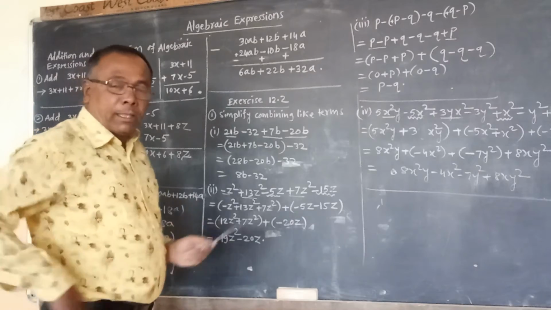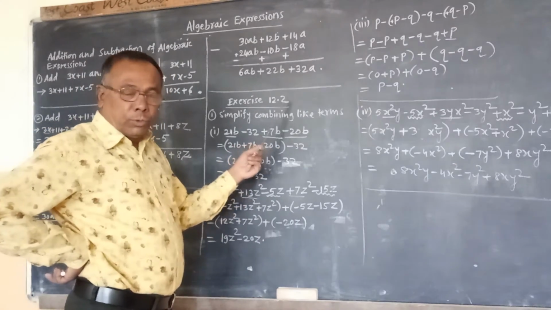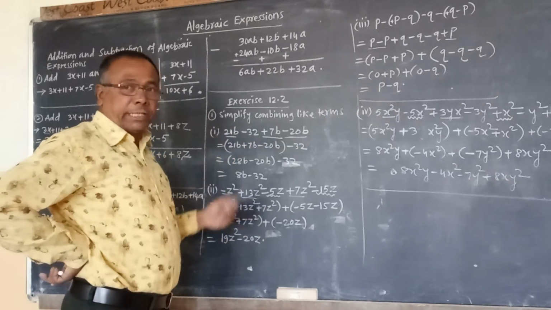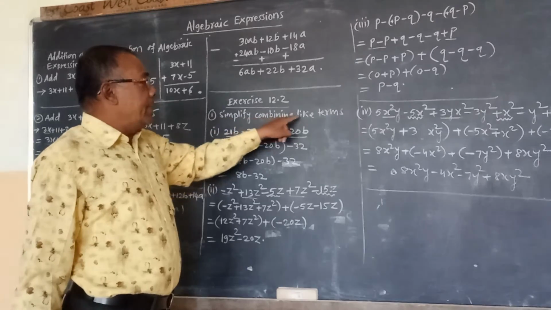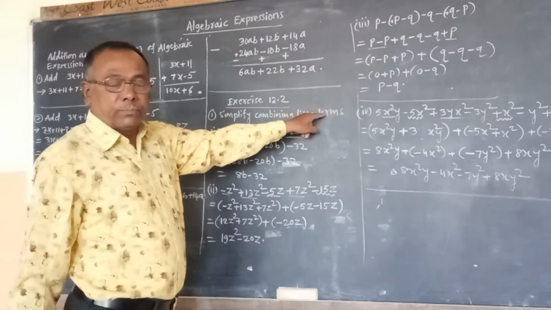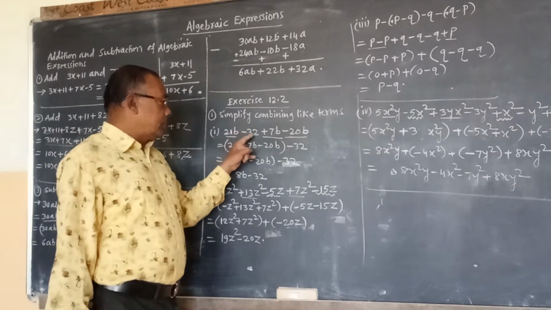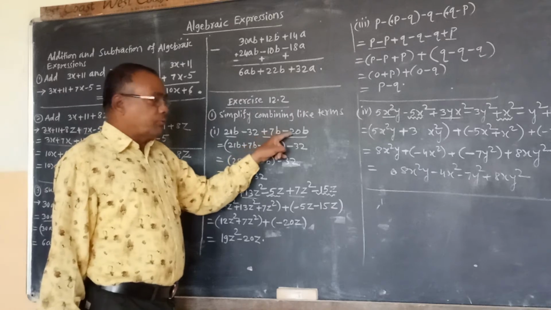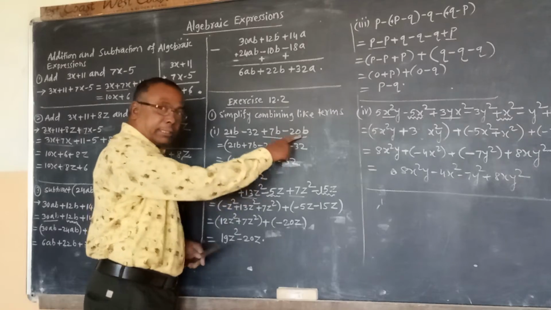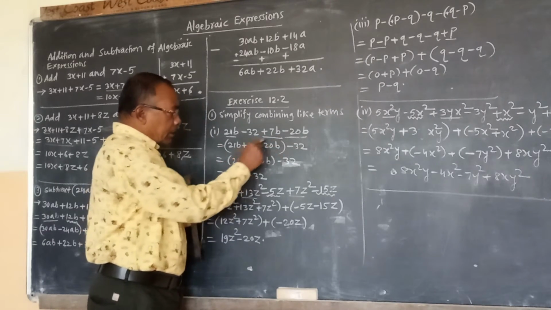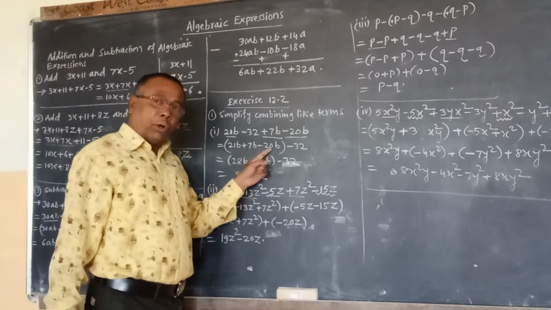And now we will see some examples from exercise 12.2. So the first example is: simplify by combining like terms. Here the first example is 21b minus 32 plus 7b minus 20b. Here we know that 21b and minus 20b are like terms, and plus 7b is also a like term. So here I have taken together all the like terms.